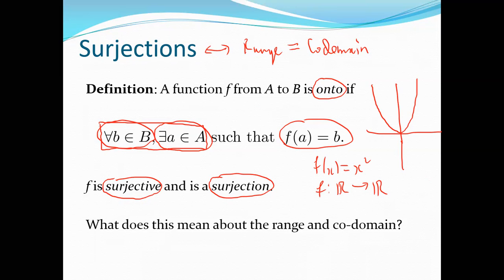What things are actually hit by this function? I like to think of the graph as kind of casting a shadow on the y-axis. And it looks to me like the range is just what? We already talked about this, but the range is 0 to infinity, which, by the way, is a strict subset.